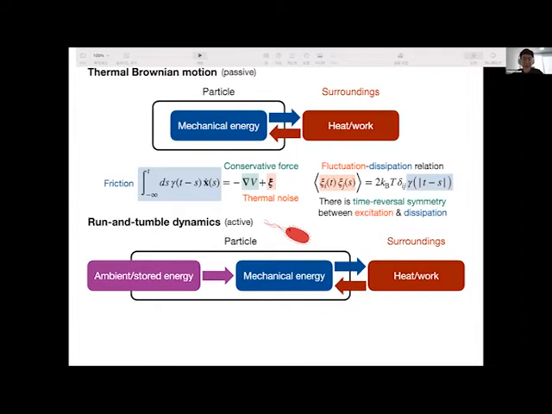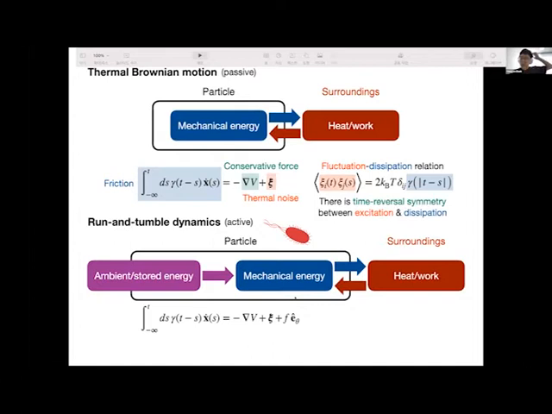But now let's turn our attention to this bacterial particle, which is going through run and tumble dynamics. If you look at the energetics of this particle, you see that it is moving because it is using the energy stored in its body. So there is some stored energy, or in general, there might be some ambient source of energy scattered around, which this particle ingests and then converts to mechanical energy. And then there is this exchange of energy with the surroundings.